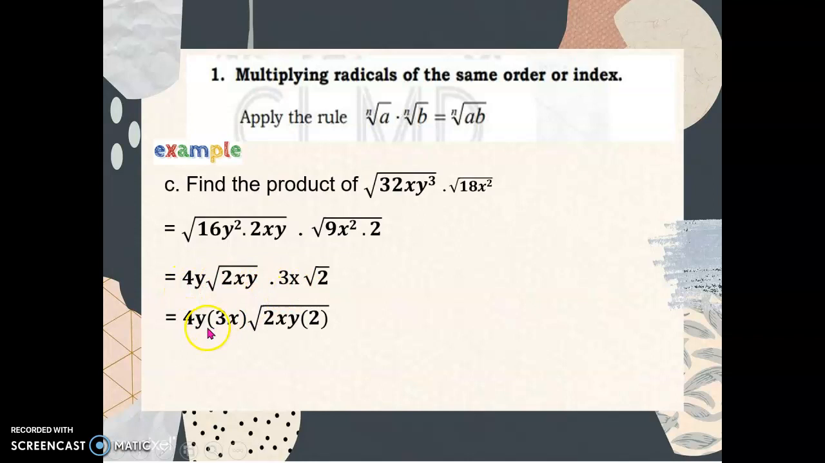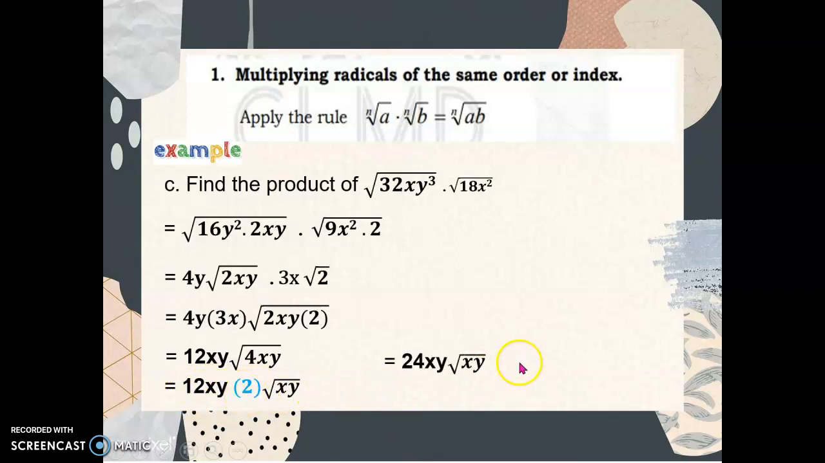So, 4y times 3x, and then 2xy times 2. 4 times 3 is 12. Y times x is xy. Rewrite it in alphabetical order, kaya xy. 2 times 2 is 4, xy. Paalala, 4 is a perfect square. Extract natin yan. Kaya, square root of 4 is 2. Remaining, xy inside the radical. So, 12 times 2 is 24, xy, square root of xy. So that is the final answer.